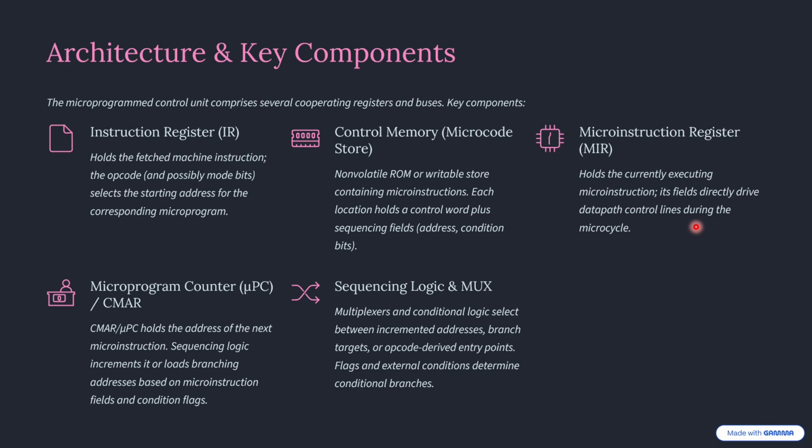Sequencing logic implements it, and loads the branching address based on microinstruction fields and condition flags. Sequencing logic and mux, or you can say multiplexer and conditional logic, selects between the incremented address, branch target, or opcode-derived entry points, using flags and external conditions to determine conditional branches.